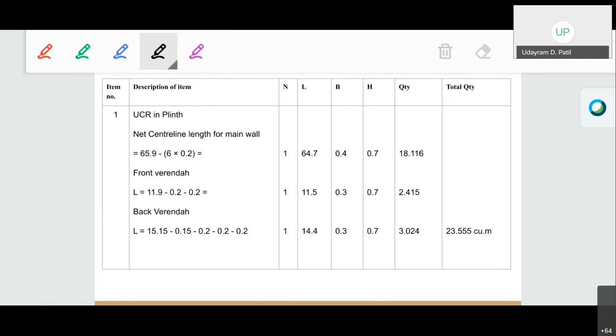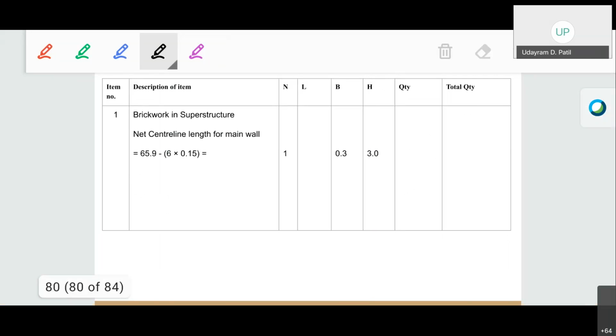Now calculating the next and last quantity, that is the brickwork in superstructure. For the brickwork in superstructure, the height is 3 meter for the main wall and the width is 0.3 meter. Therefore, the net center line length for the main wall for the brickwork will be the total center line length minus n, that is the number of junctions, that is 6, multiplied by half the width of the item, that is 0.3 divided by 2, that is 0.15. So calculate the net center line length for the main wall.